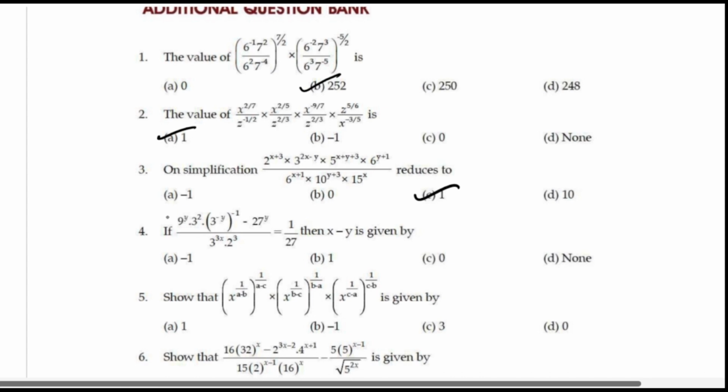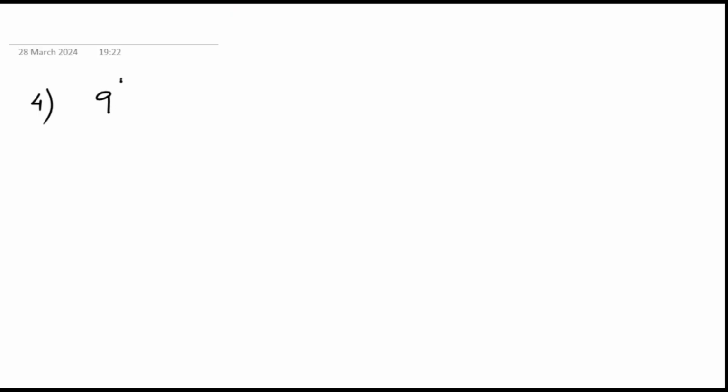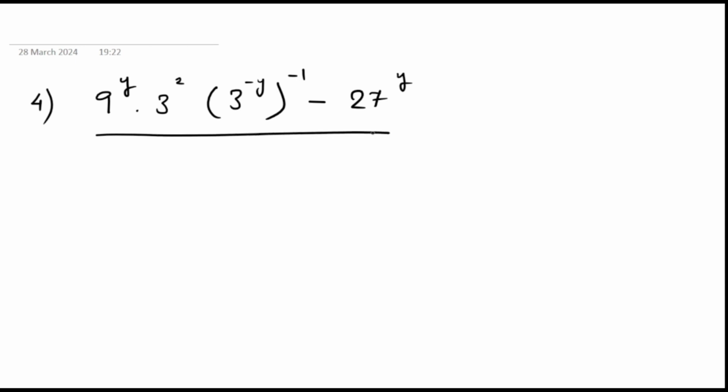Now moving on to question number 4. 9 to the power y into 3 square into 3 to the power minus y, the whole to the power minus 1, minus 27 to the power y, the whole divided by 3 to the power 3x into 2 to the power 3 is equal to 1 divided by 27. Here I am taking the base as 3. So this I'm writing as 3 to the power 2, which is nothing but 9. And there is a y in the power already. So this will become 3 to the power 2y into 3 to the power 2.